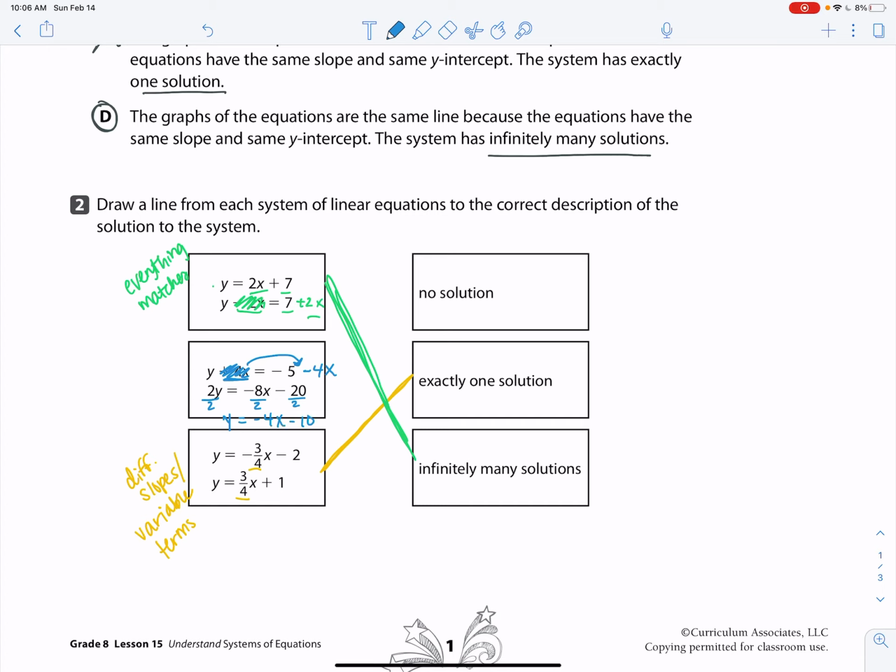So our top equation had negative 4 as our coefficient. The bottom, we also have negative 4. So we have the same slope. But then if we look at the constants or the y-intercepts, we have a negative 5 and a negative 10, different y-intercepts or starting points. So when they have the same slope but different starting points, that's going to give us no solution. They will never touch. All right, and that was it for number 2. Make sure you got this written down as well.